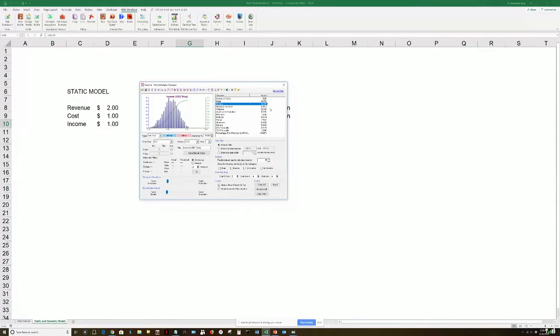In fact, I can do a 90% confidence interval. I'll type in 90 on here.